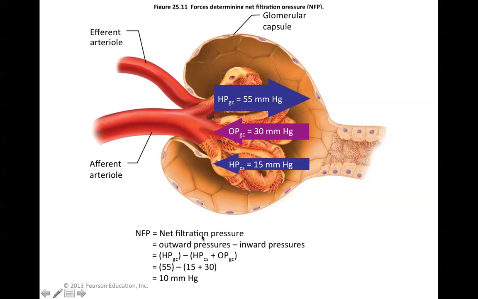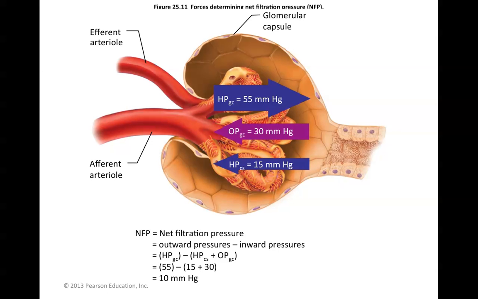Okay, so the net filtration pressure, as we have shown here, is the outward pressures minus the inward pressures. So we have the outward hydrostatic pressure of the glomerular capillary. We're going to subtract the hydrostatic pressure of the capsular space plus the osmotic pressure of the glomerular capillary. So it's 55 millimeters of mercury minus 15 plus 30. So our net is going to be 10 millimeters of mercury. Now, who cares, right? Well, it turns out that the net filtration pressure contributes heavily to the glomerular filtration rate.